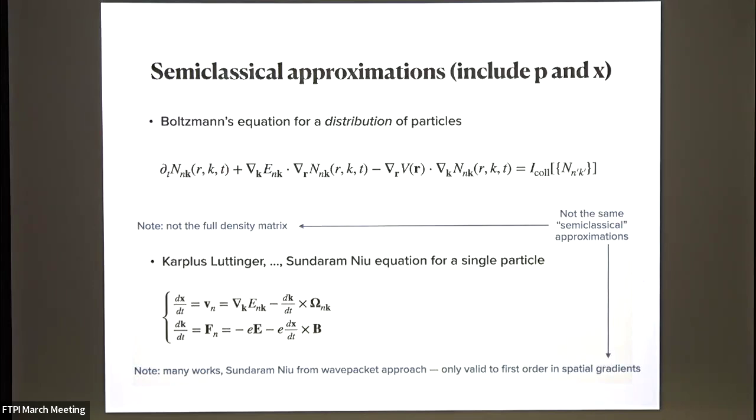So there are two kinds of semi-classical approximations. One is typically known as Boltzmann's equation, and it's an approximation for a distribution of particles. Here n would be the number of particles in state n, so the expectation value of the number operator in state n, at momentum k, in a small volume of phase space centered at position r, momentum k. And what you'll see here is definitely not fully quantum, because you don't have the full density matrix appearing here, but only the expectation value of the diagonal elements. There is no quantum coherence between different states.